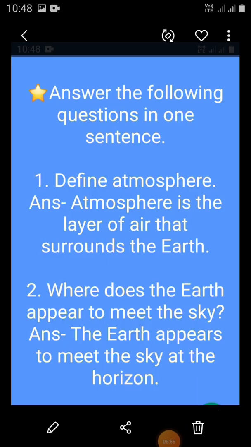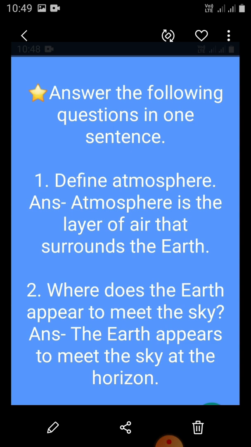Next question. Answer the following questions in one sentence. First question is define atmosphere. Atmosphere is the layer of air that surrounds the earth. The earth is surrounded by a layer of air called the atmosphere.